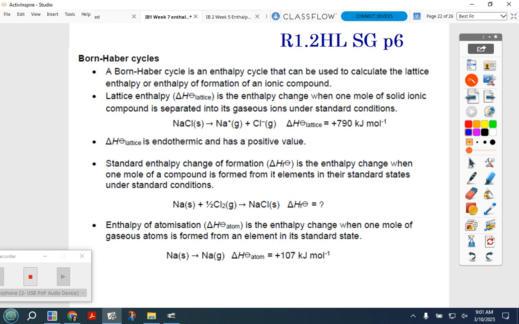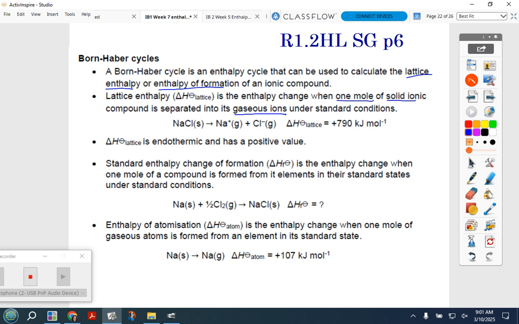So this whole thing is called a Born-Haber cycle. And it's usually, like I said, used to calculate either the lattice enthalpy or the enthalpy of formation. Ionic compounds only, okay? Covalent compounds are easier because we can use bond enthalpies and other methods. So what is lattice enthalpy? Again, enthalpy change when 1 mole of solid ionic compound is separated into gaseous ions under standard conditions.